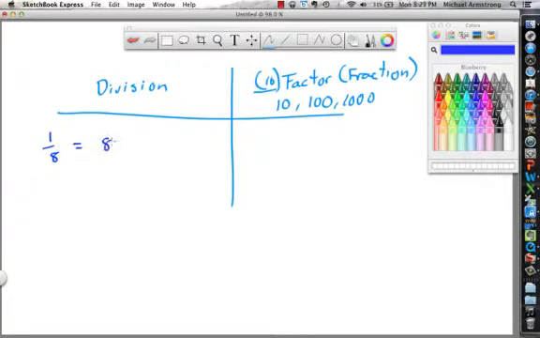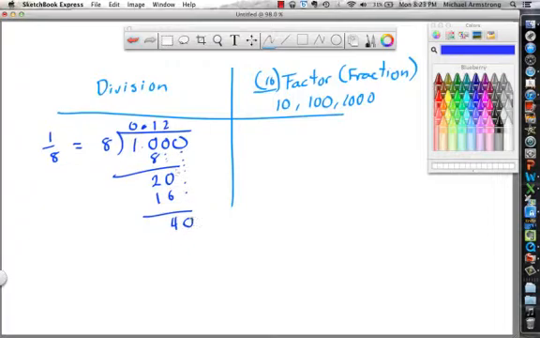1/8 is 8 into 1. Add the decimal and a couple of zeros just to make sure. 8 goes into 1 0 times, but it goes into 10 once. 1 times 8 is 8. When we subtract this time, we get a 2. 20. 8 goes into 20 2 times. 2 times 8 is 16. 20 take away 16 is 4. And then bring down the 0, we have 40. And here's the end of it. 8 goes into 40 5 times, because 5 times 8 is 40. So 1/8 converted to a decimal is 125 thousandths.